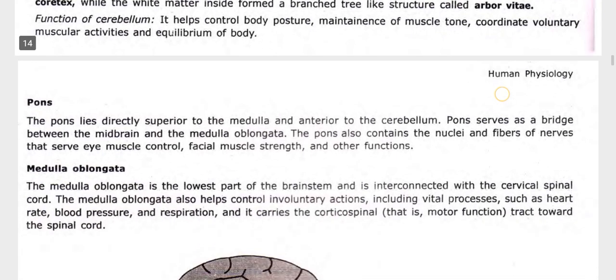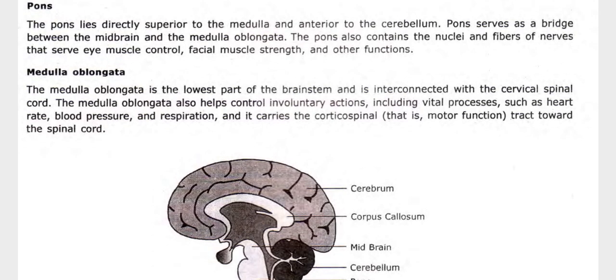Then pons. The pons lies directly superior to the medulla and anterior to the cerebellum. Pons serves as a bridge between the midbrain and the medulla oblongata. The pons also contains nuclei and fibers of nerve that serve eye muscle control, facial muscle strength and other functions.